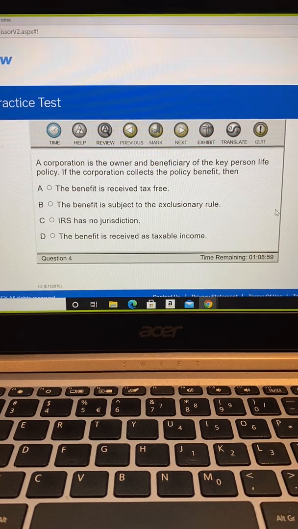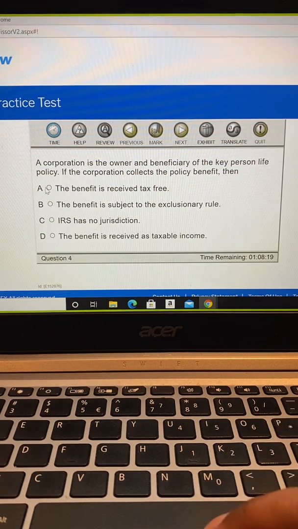Okay, corporation is the owner and beneficiary of the key person life policy. If the corporation collects the policy benefit, then the benefit is received tax-free. All right. Benefit received tax-free.